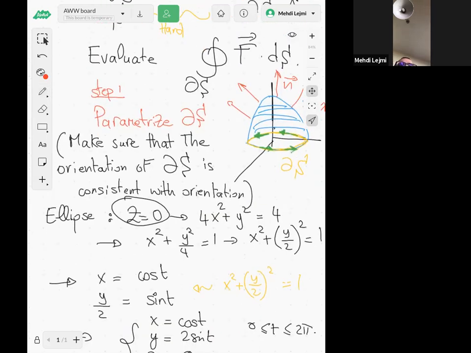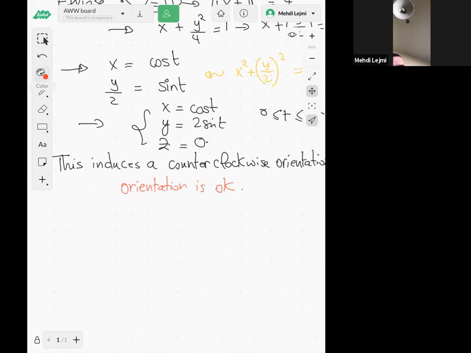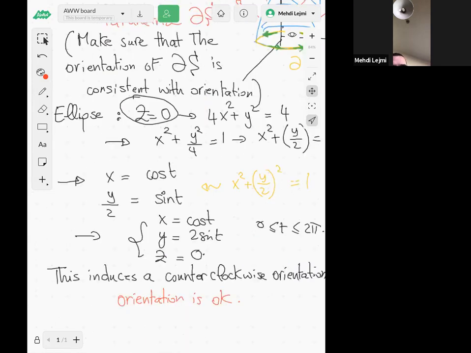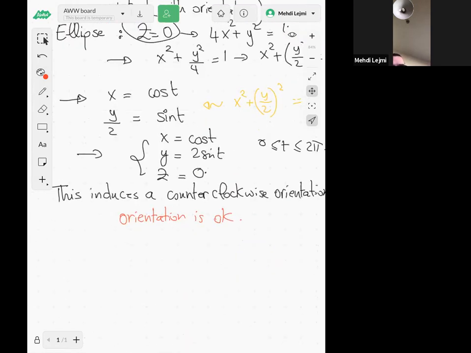So let's now come back to this integral. Step 2, I can evaluate my vector line integral. But the point of this exercise, guys, is that this integral is going to be kind of hard to evaluate.